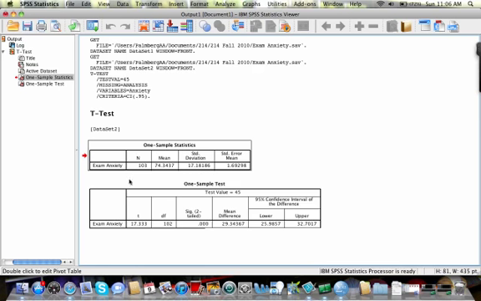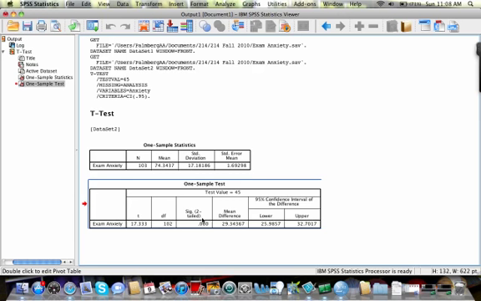SPSS actually calculates the p-value for you. And here we have a 0, which is much less than 0.05. And so we can say that we can reject the null hypothesis. And yes, there is a significant difference between our sample and the population.